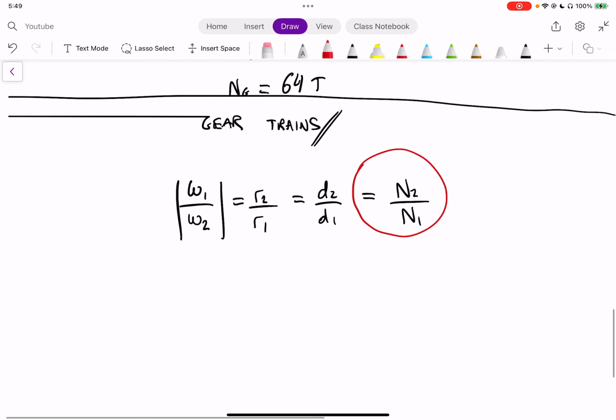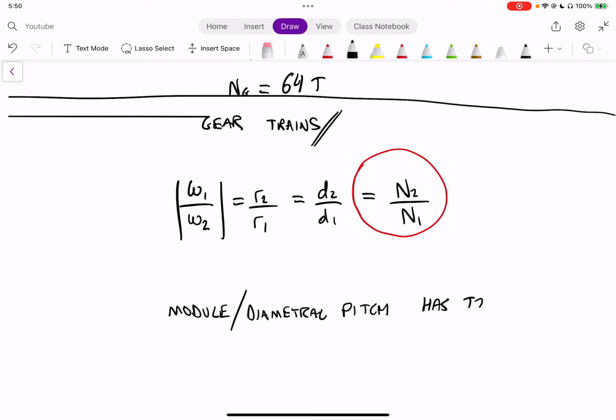So if we look at module slash diametral pitch, so that we talk about both things, if we think about module and diametral pitch, then this module and diametral pitch has to be the same for both gears.